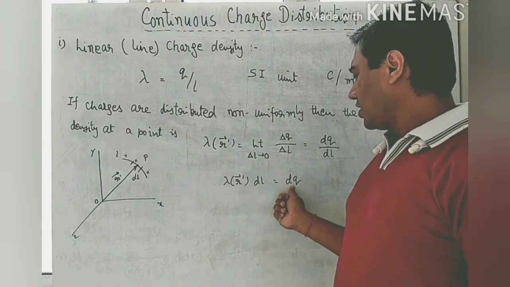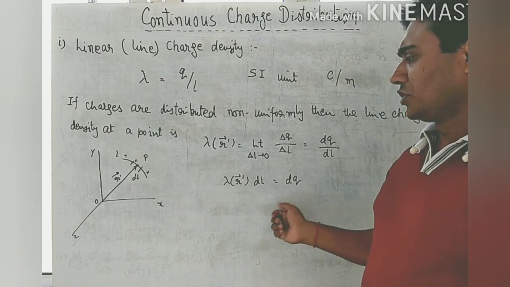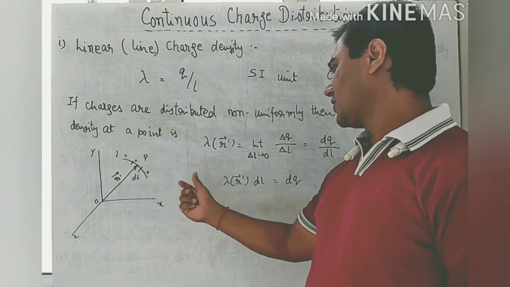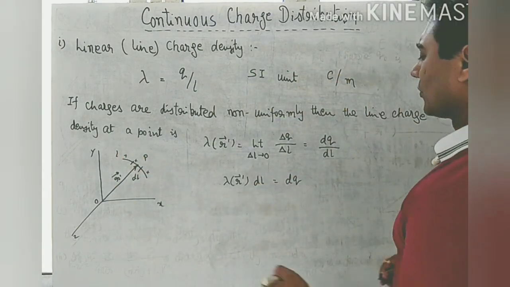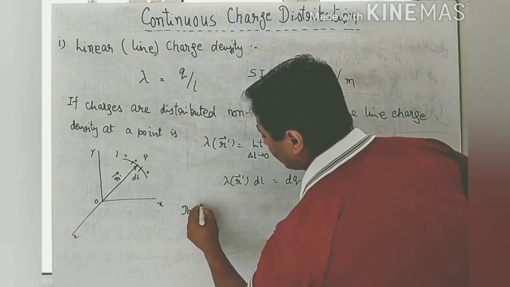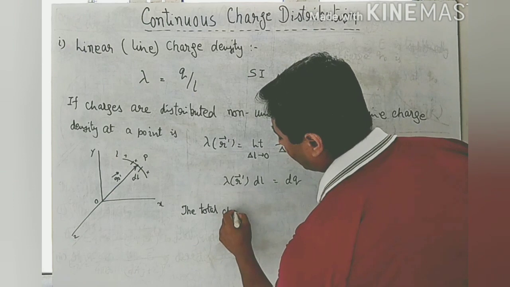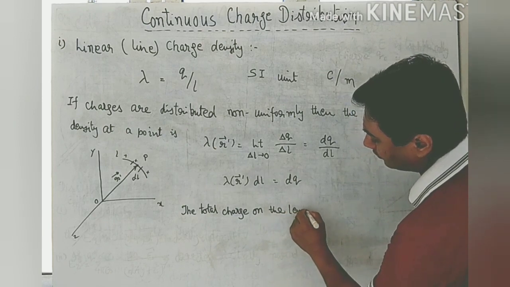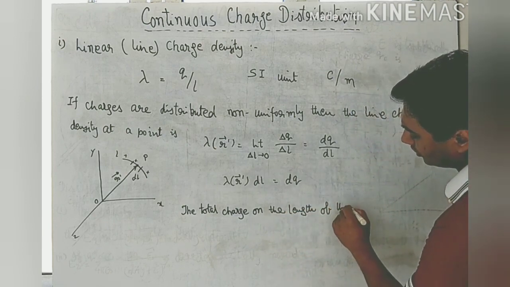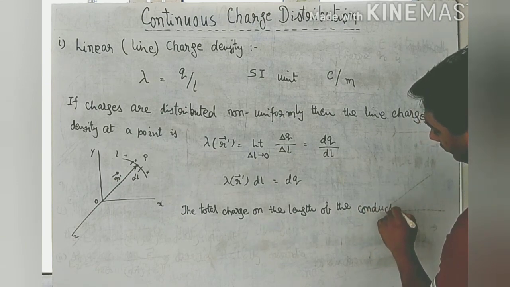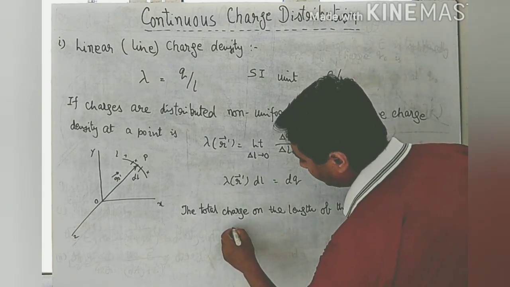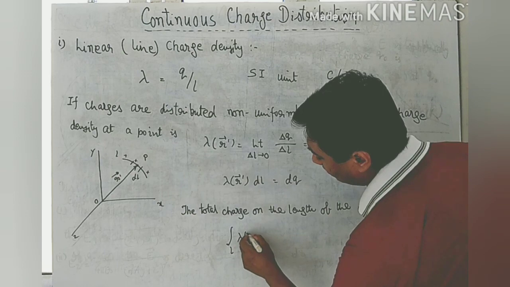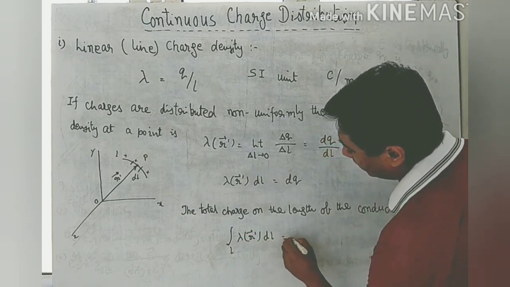Now, if we integrate both the sides of this equation, then we can have the total charge due to this whole length of the conductor. So, the total charge on the length of the conductor is given as integral of lambda of vector r prime dl over length L, and this is equal to Q.